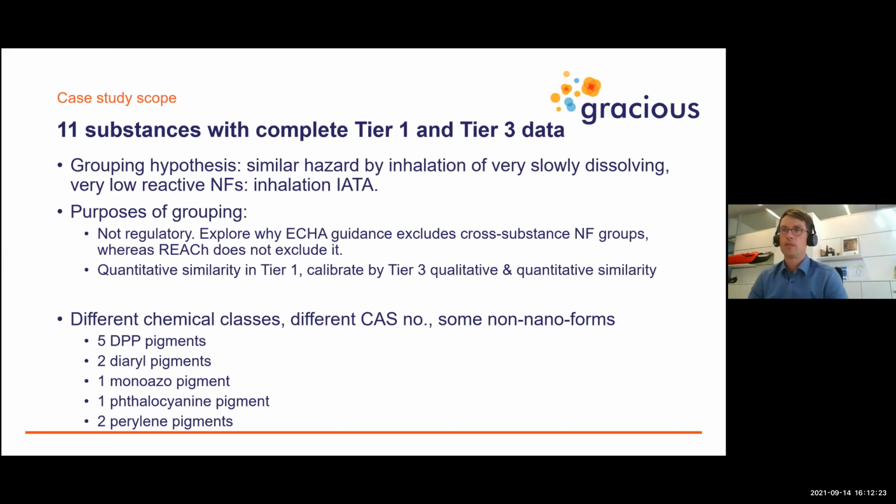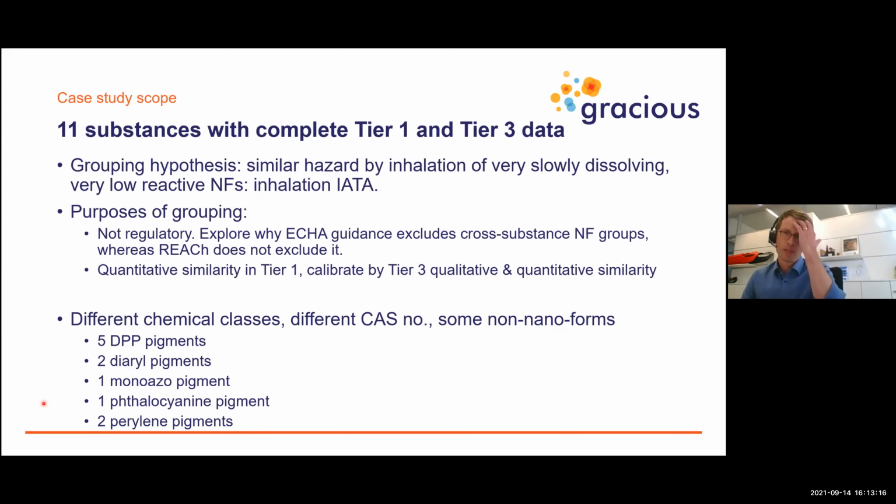The way we proceed here is that we perform all of the testing that's required in tier 1. And for the specific materials, we also have the qualitative and quantitative assessment of tier 3, which means the in vivo inhalation studies. We also include some non-nanoforms of the same chemical substances to also enable that comparison between nano and non-nanoforms. As I'm going to show in a second, we are using 5 diketopyrrolopyrrole pigments, that's DPP, 2 diarylide pigments, it's actually more, it's 4, I think, a monoazo pigment, 2 copper-phthalocyanine pigments, and 2 perylenes.